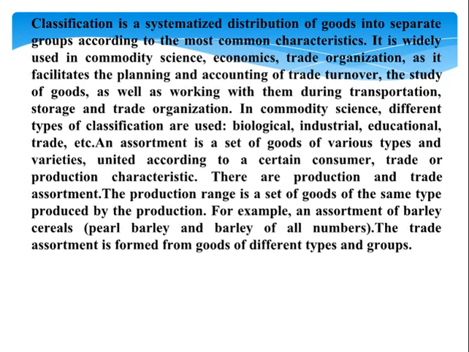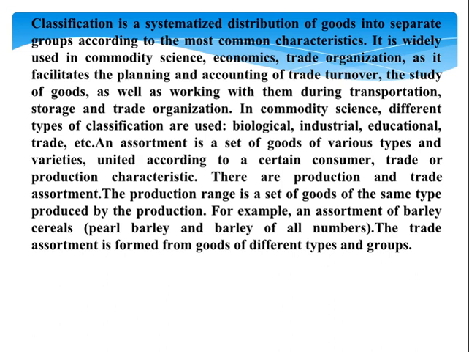Classification is a systematized distribution of goods into separate groups according to the most common characteristics. It is widely used in commodity science, economics, trade organization, as it facilitates the planning and accounting of trade turnover, the study of goods, as well as working with them during transportation, storage, and trade organization. In commodity science, different types of classification are used: biological, industrial, educational, trade, etc.